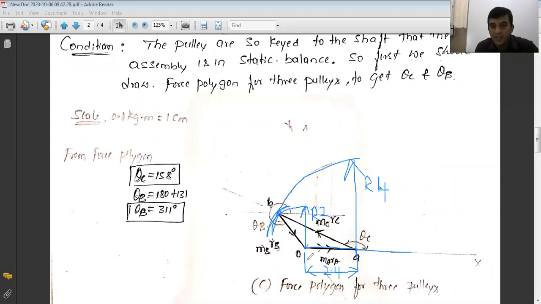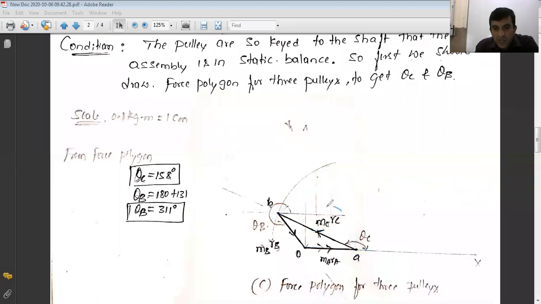Is there any doubt regarding this? If you have a doubt, unmute yourself and ask me. I will try to clarify your doubt. No doubts? Okay. Once you join AB and BO, what does AB show? AB shows the magnitude of the line MC RC. At the same time, BO shows the magnitude of MB RB. That we already know, right?